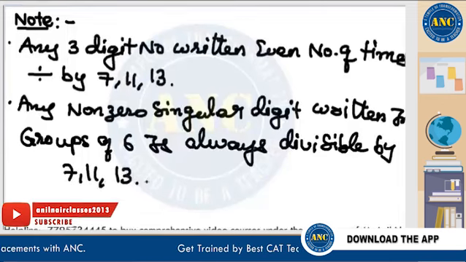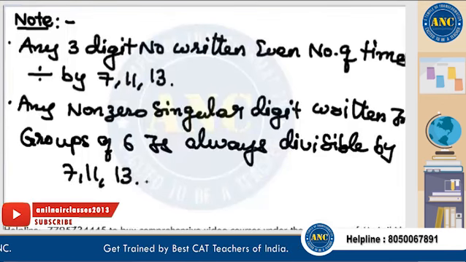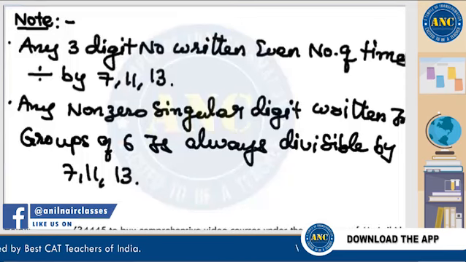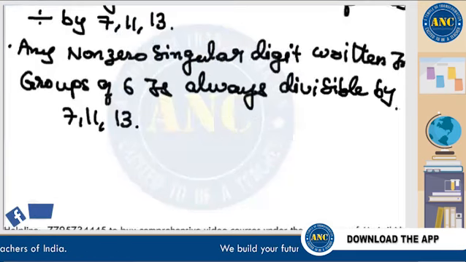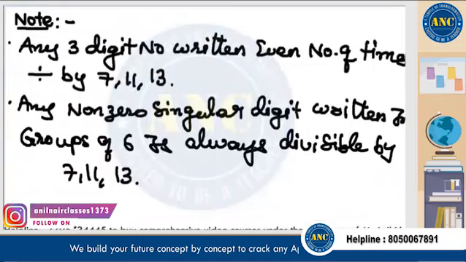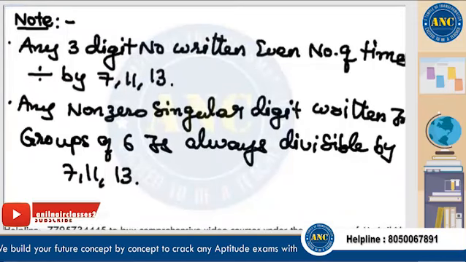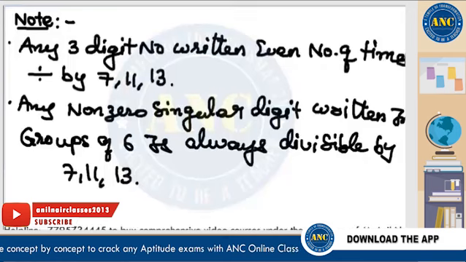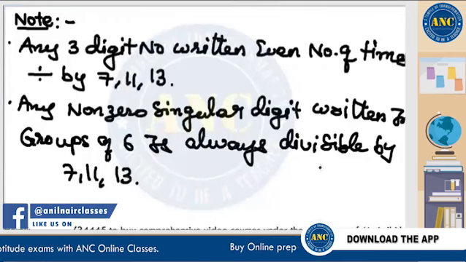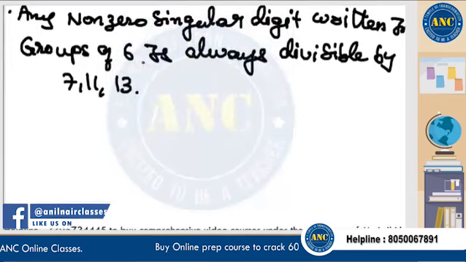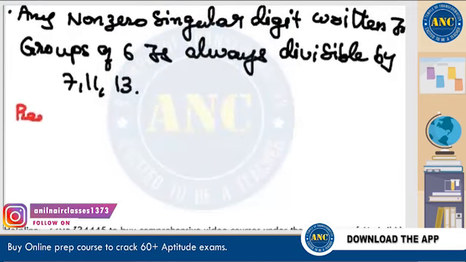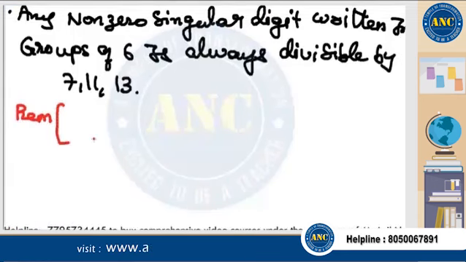First write this down, I will give a proof. Write down these 2 important key points. Any 3-digit number written an even number of times is always divisible by 7, 11, 13. Any non-zero single digit written in groups of 6 is always divisible by 7, 11, 13. Manoj from NIT Surathkal, this is for you.